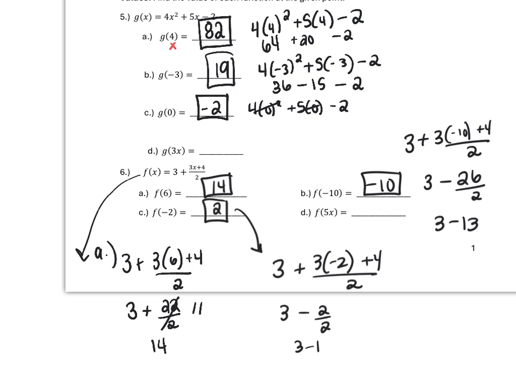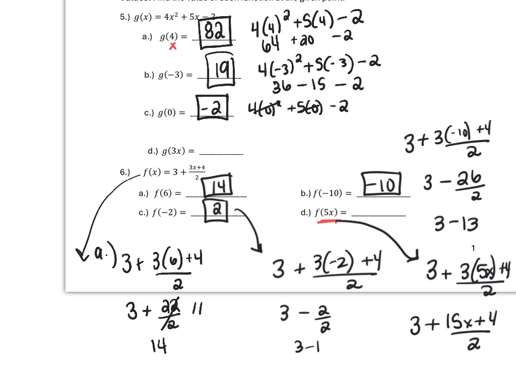Okay, and then the last thing is when we have a value in our x, so f of something with a variable, we still plug this in the same way. We're just going to do, instead of plugging in a number, we're going to plug in the whole expression. So 3 plus 3 times, and then there's our x. We're going to plug in 5x plus 4 over 2. And then simplify as much as you can.